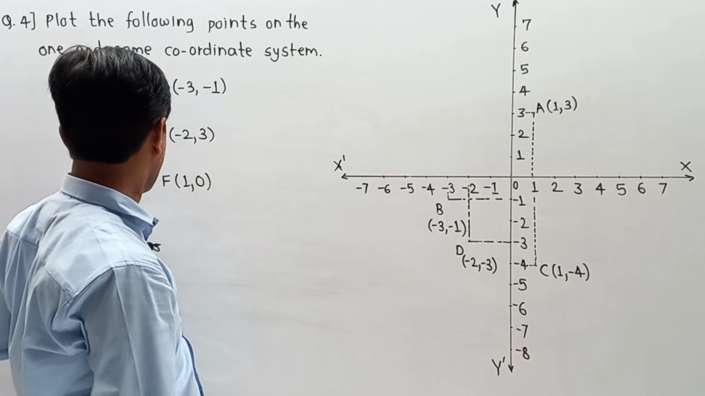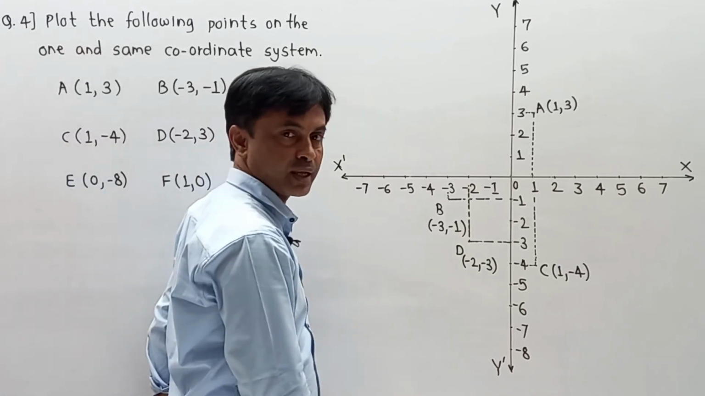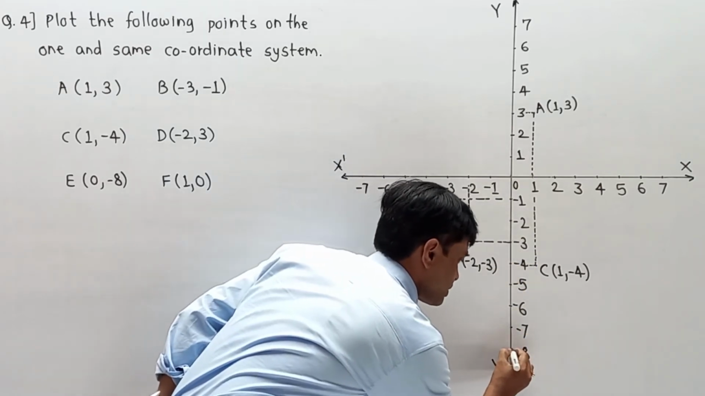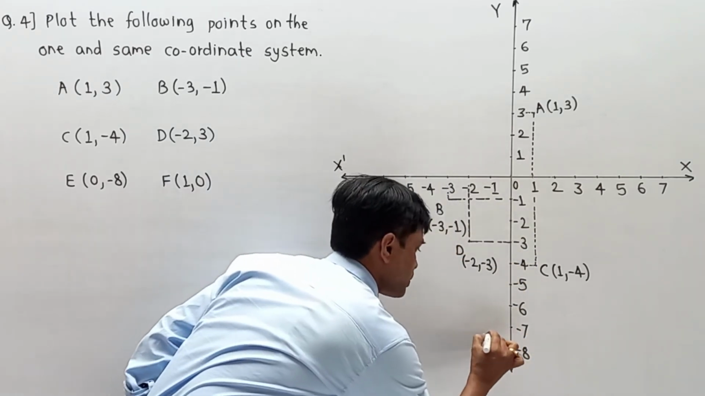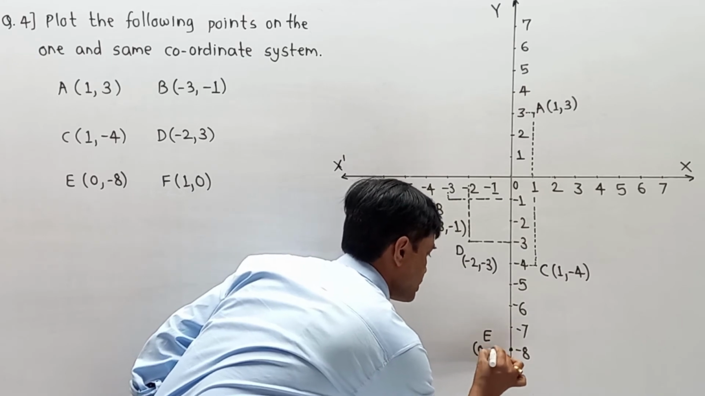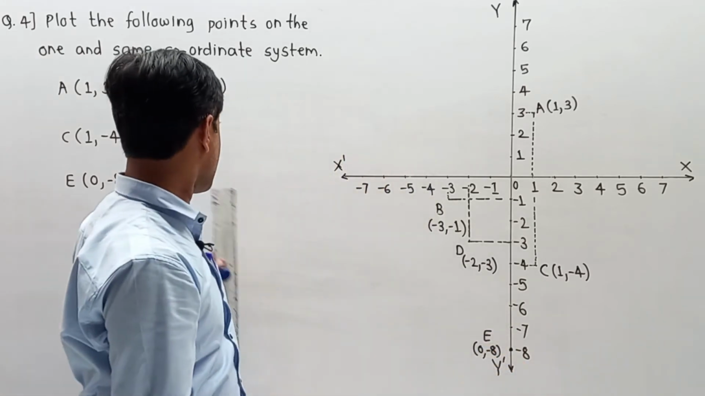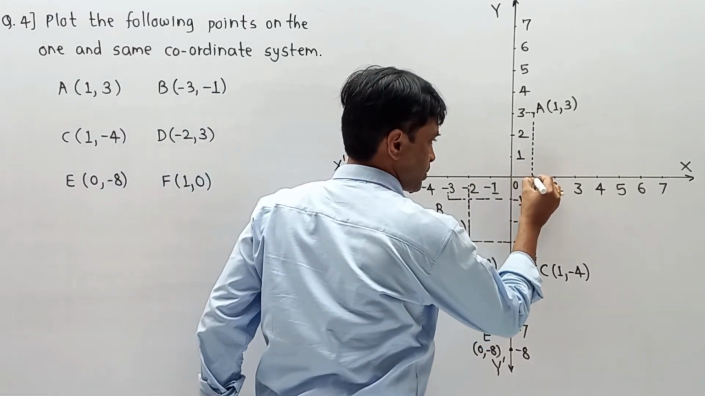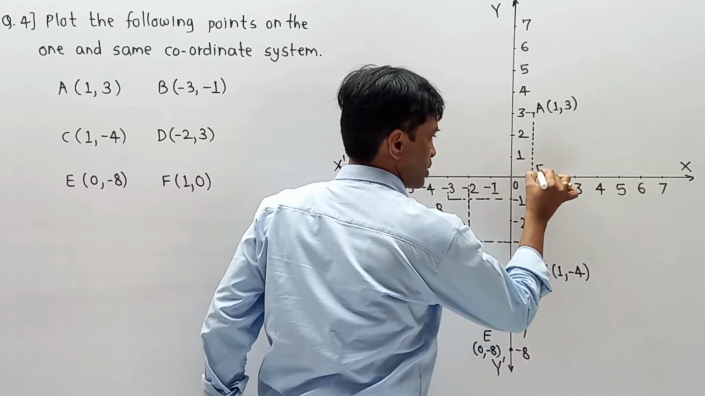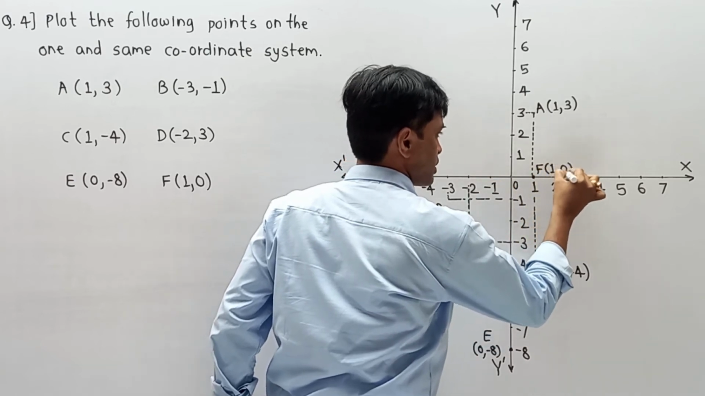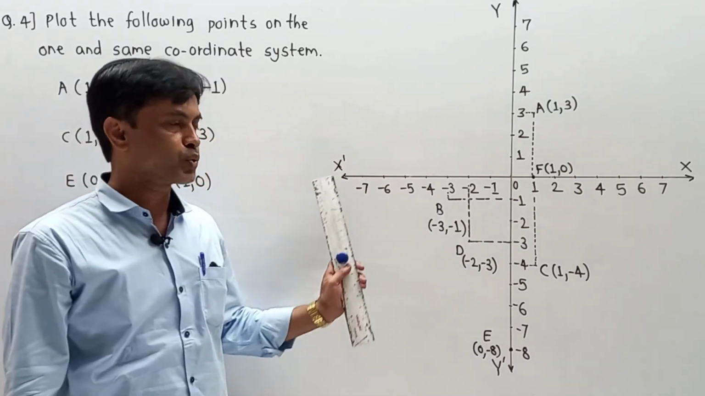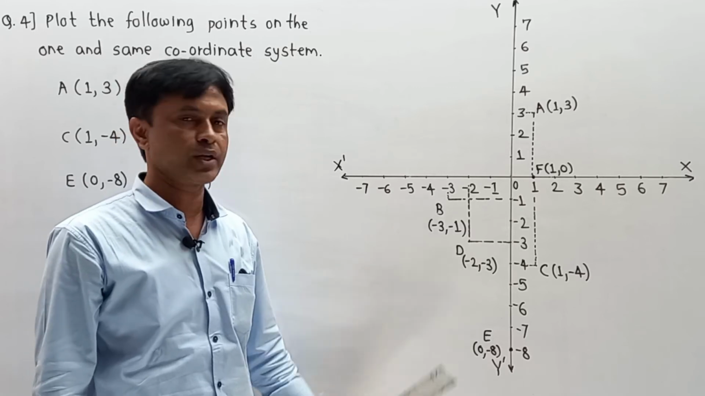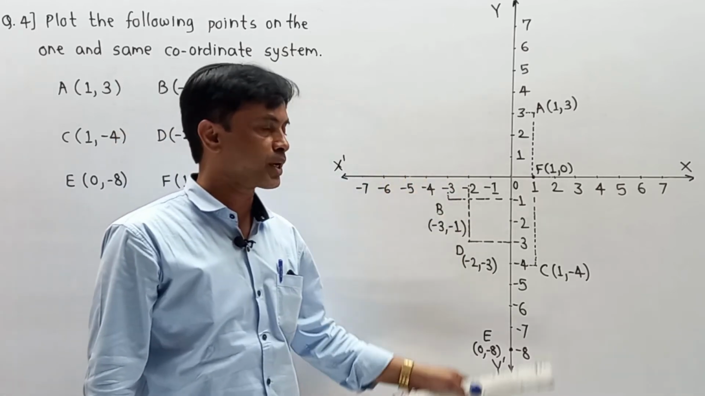Next, we have to highlight the point E, that is (0, -8). Now, this is a somewhat specific point. X is 0 and y is -8. So it is over here, and the name of this point is E, (0, -8). And the last point is F, (1, 0). Here the value of x is 1 and y is 0, meaning F has the coordinate (1, 0). And in this way, student, you can draw all these 6 points on a single graph with their coordinates. And in this way, you can complete the question.